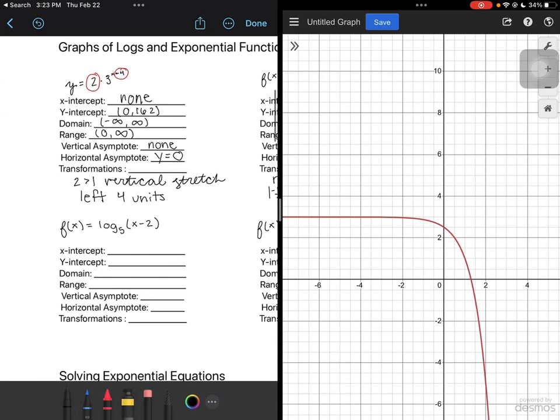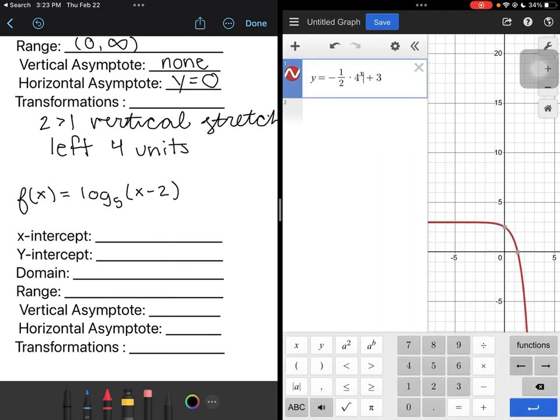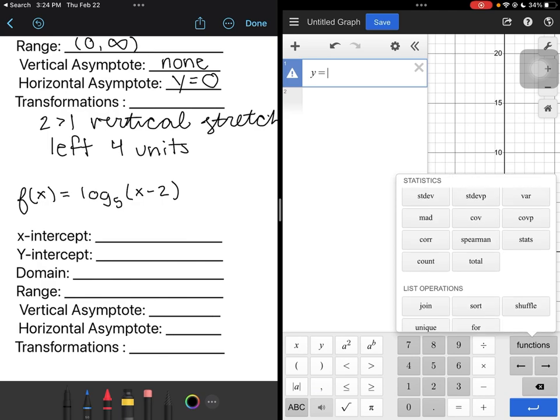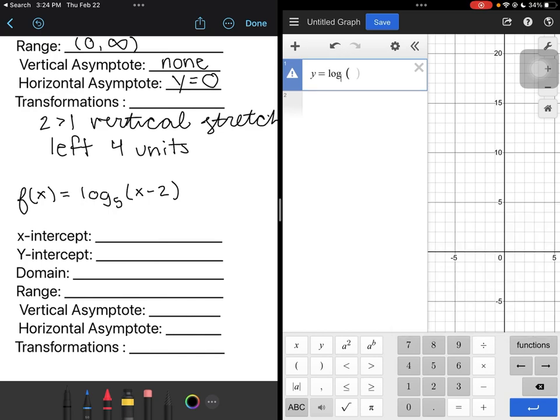Okay, so those are 2 exponential equations. And let's go ahead and take a look at some log equations. So again, I'm going to regraph over here. And remember, y is the same thing as f of x, so I can just put y equals. When I graph a log, I'm going to want to hit the functions button and then scroll down to where it says log a, right? Because we have a different base. So in this case, we have log a of 5 and then x minus 2. Close parentheses.